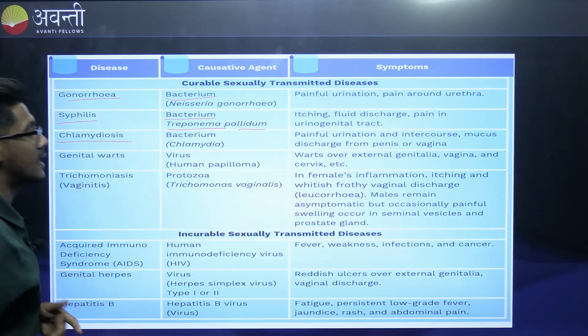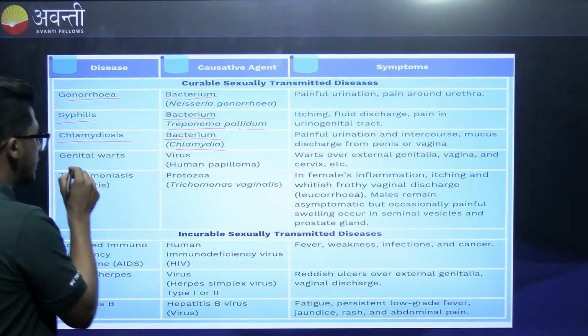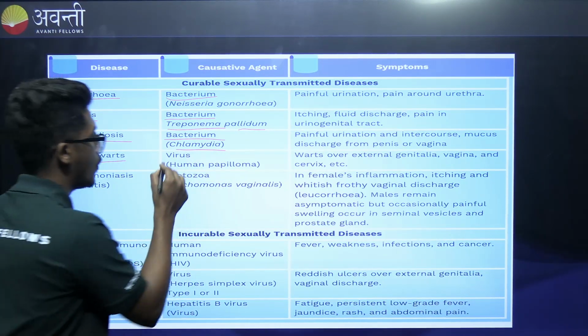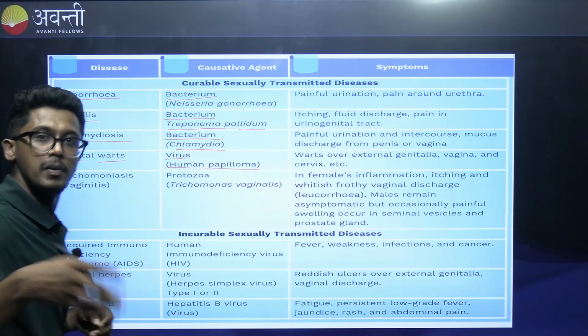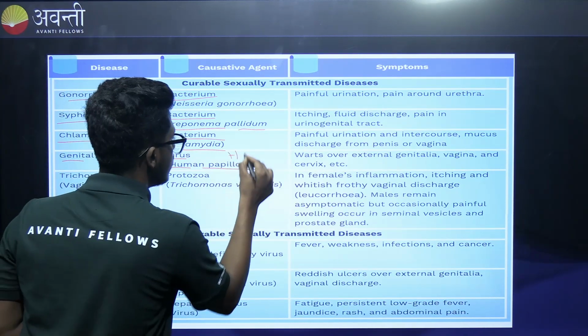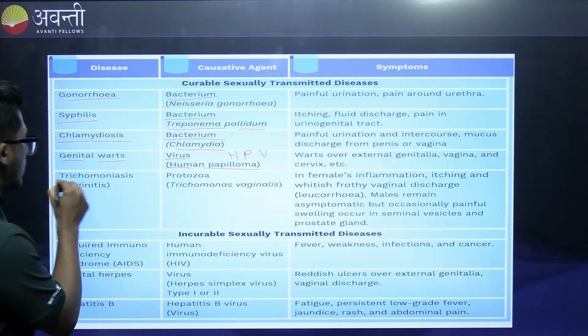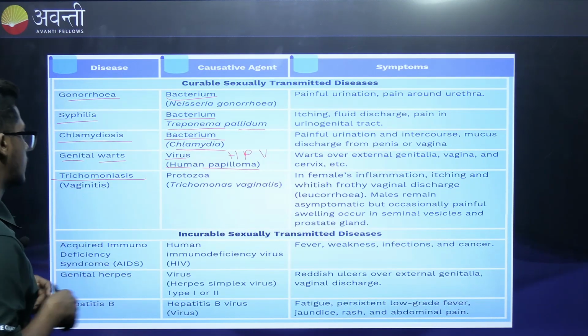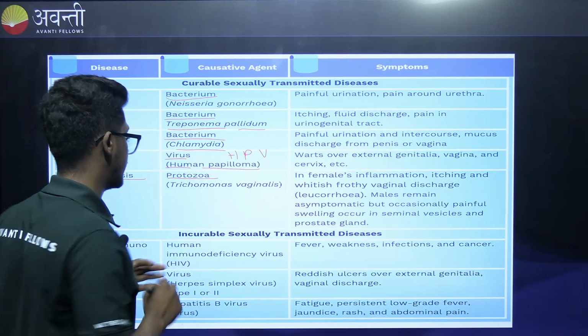Then you have chlamydiasis, which is caused by a bacterium called chlamydia. Then you have genital warts, which is caused by a virus called human papilloma virus. So HPV is another name for it. Next one you have is trichomonosis. Trichomonosis is a protozoan disease, very important, please mark it down.